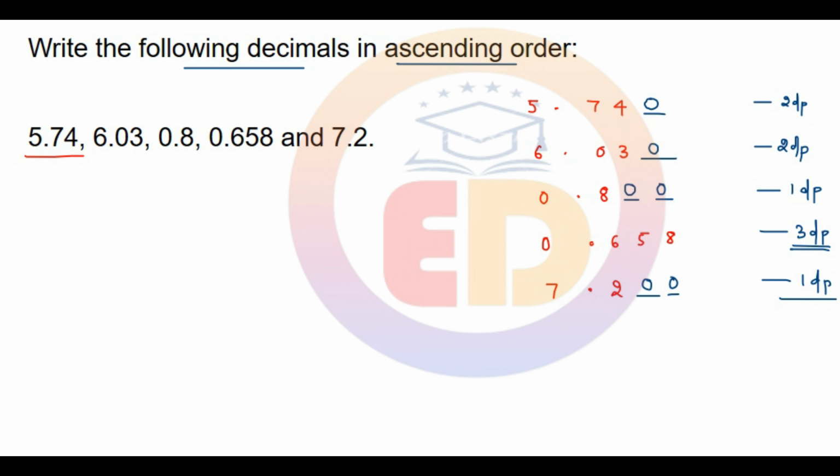Now let's start comparing. Ascending order means I have to write down from smallest to greatest. For comparison, let's start comparing the whole numbers.